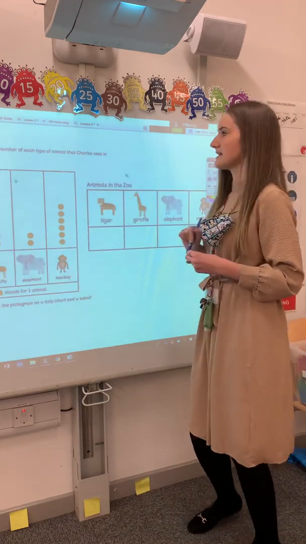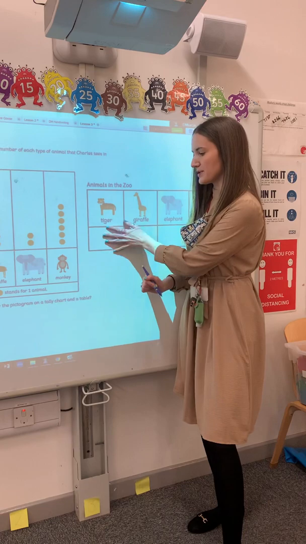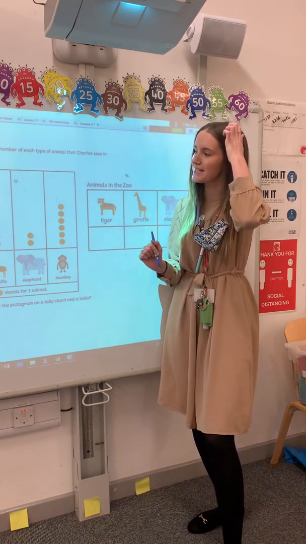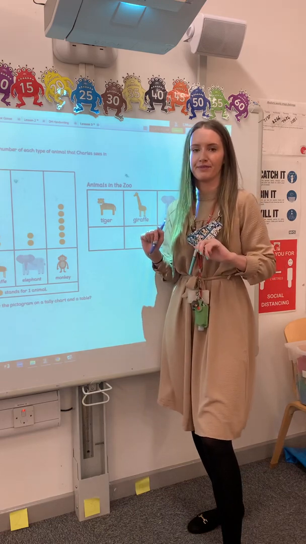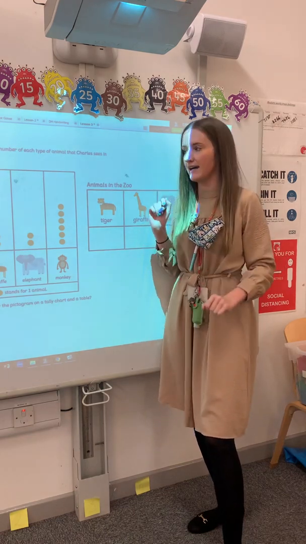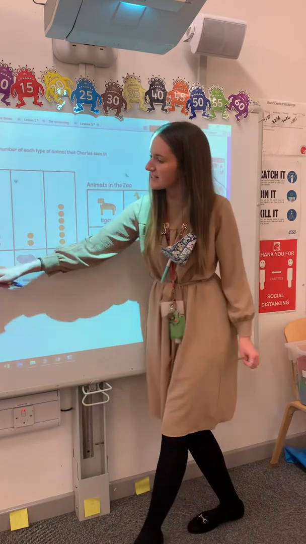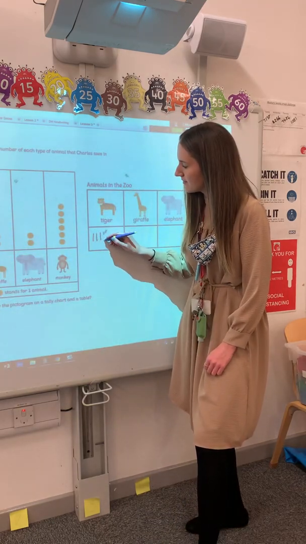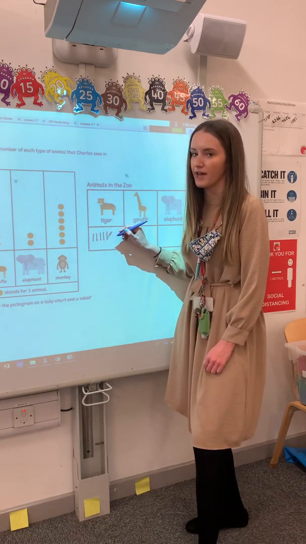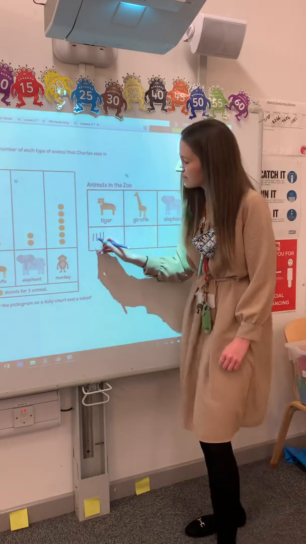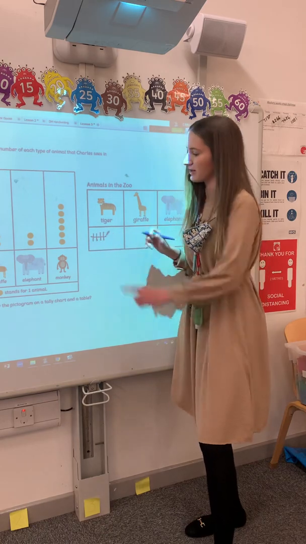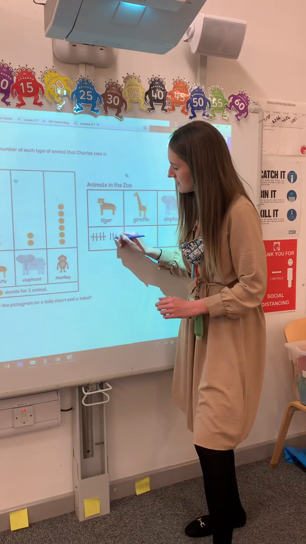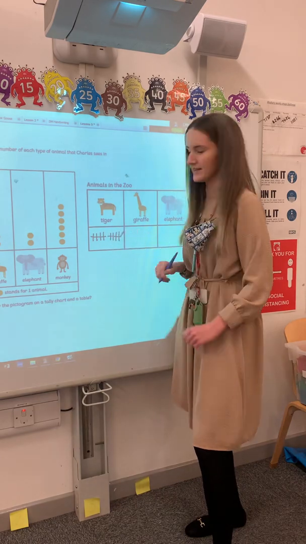Right, this time I want to put it in a tally and a table. Who can remember what a tally is? That's right, it's where we do little lines instead of circles. So if he saw 10 tigers, we go 1, 2, 3, 4, 5. When we get to a multiple of 5, we must put a line through it because then straight away we can see that that's 5. 5, 1, 2, 3, 4, 10.